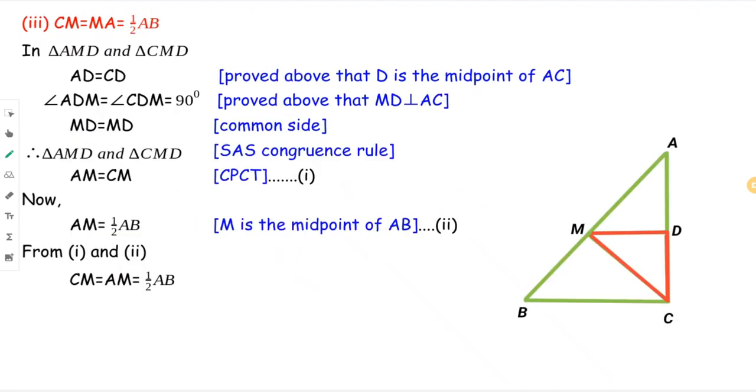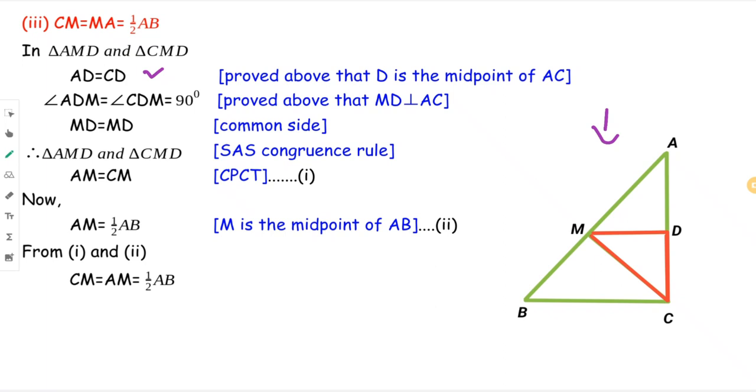We're supposed to prove CM equals MA equals half times AB. So we'll be considering these two triangles, this triangle and the other triangle. But first let's try to prove that these triangles are congruent, or that they are equal. Clear? Now can I say AD equals CD? Can I say AD equals CD? We can say that, right? Because remember, we've already proved that D is the midpoint.